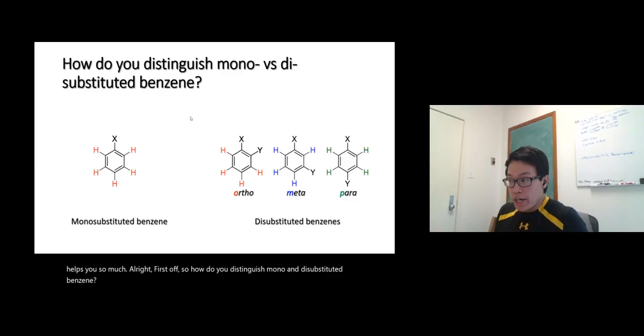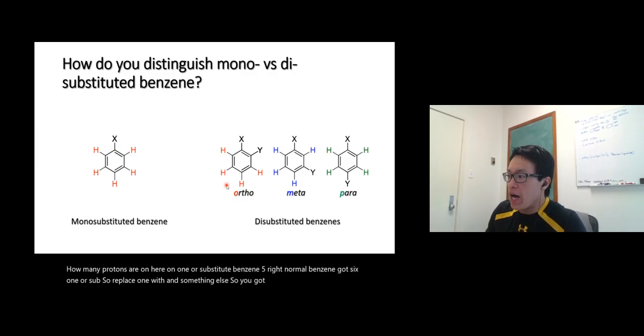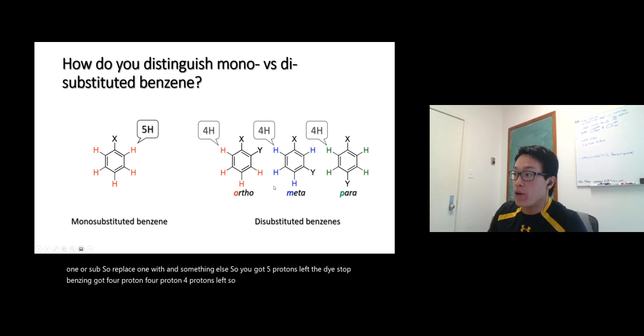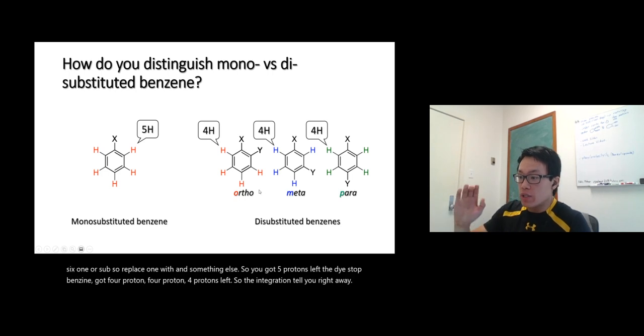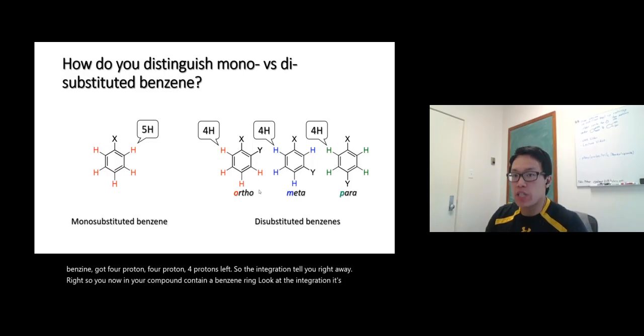We usually go with integration. How many protons are on a monosubstituted benzene? 5, right? Normal benzene has 6, so you replace 1 with something else, and you have 5 protons left. The disub benzene has 4 protons left. So the integration tells you right away. If your compound contains a benzene ring, look at the integration. You know if it's a disub, monosub, or trisub.